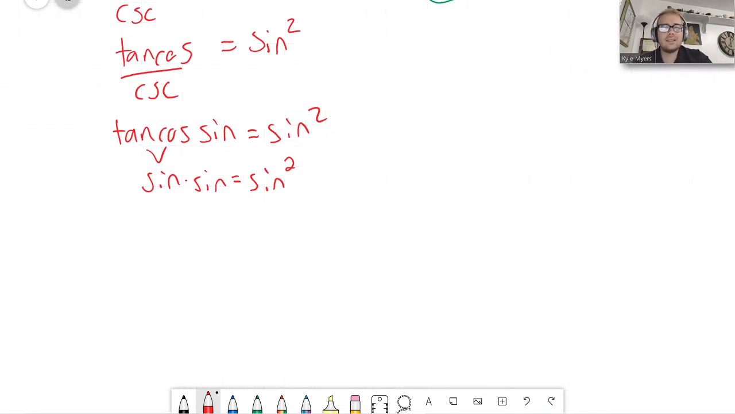Okay? So it makes identities proven a lot easier. And then there's other formulas too. Now, let's talk for a second about what this does not work on.